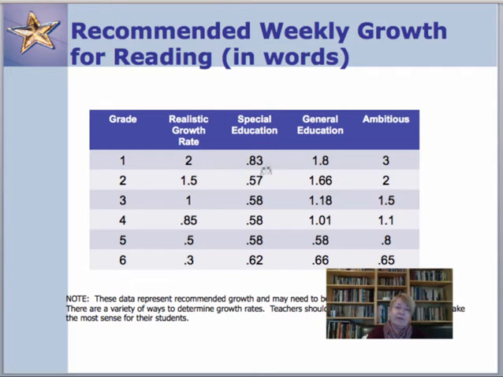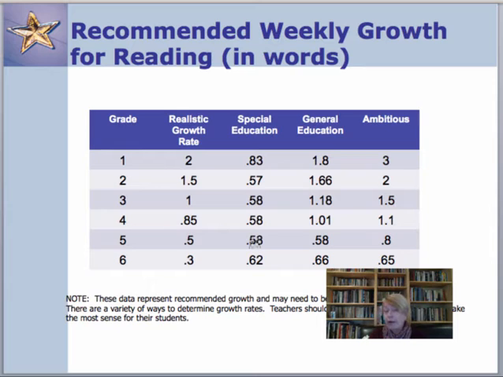And then those have been adjusted for special education. So if a student is struggling with reading, a realistic expectation for them might not be 2 in first grade, it might be 0.83 and so forth as a weekly expectation. In general education, on average 1.8, so realistically we're aiming for 2, but 1.8 would be sufficient, and 3 would be ambitious. So this is one way to use a chart like this.